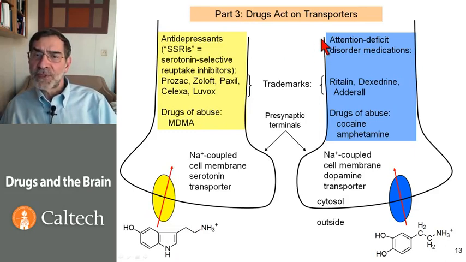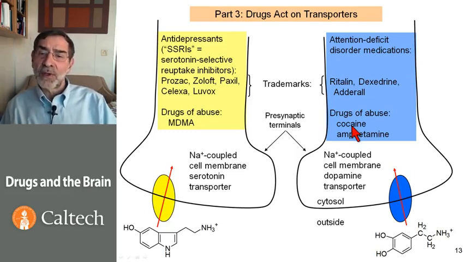Another class of neurotransmitter transporter blockers also have uses both in therapy and in abuse. These are the dopamine transporter blockers. Here is dopamine. These transporters are also expressed on presynaptic nerve terminals. They are also sodium coupled. They have trademarks that are familiar to us, and other drugs that work on these dopamine transporters are drugs of abuse, such as cocaine and amphetamine.